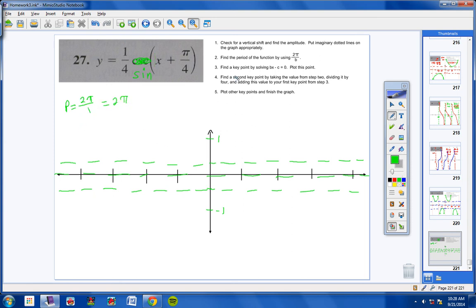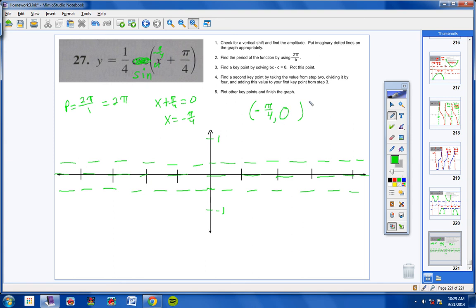Okay. Step 2, key point. We're going to take the entire expression that we're taking the sine of, x plus pi over 4, set equal to 0. Bring the pi over 4 over, and x equals -pi over 4. All right. So my x value is -pi over 4. And so if I put -pi over 4 for x right here, I have -pi over 4 plus pi over 4 is 0. So I have 1/4 sine of 0. So the sine of 0 is 0 times 1/4 is 0. So you will get out 0.